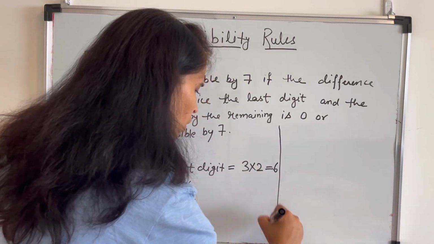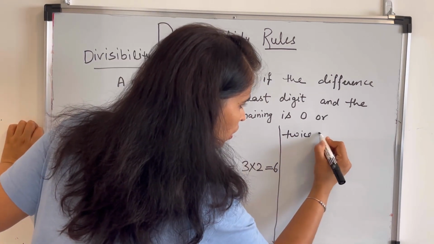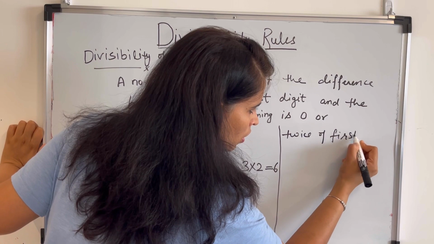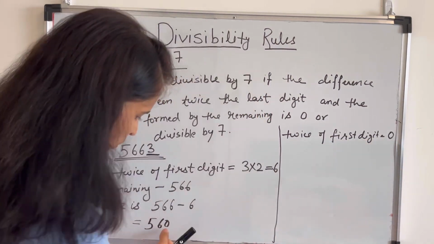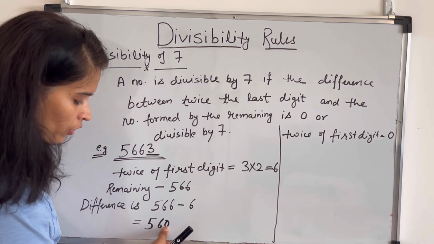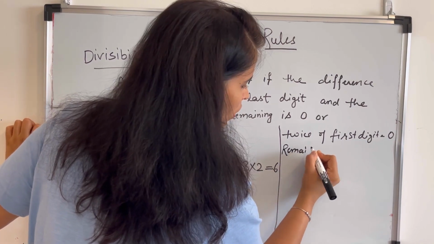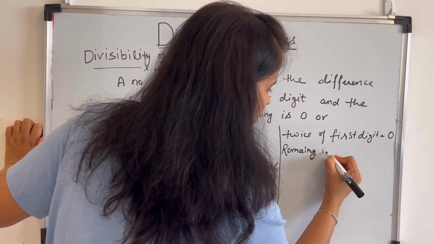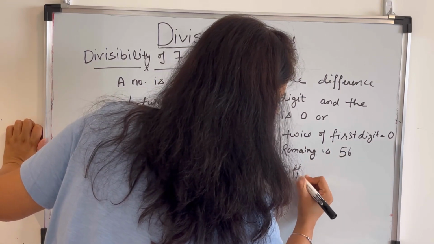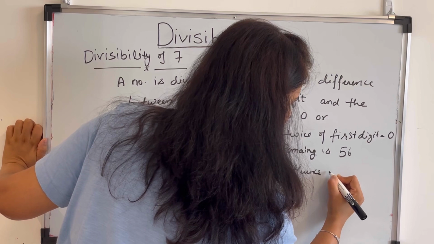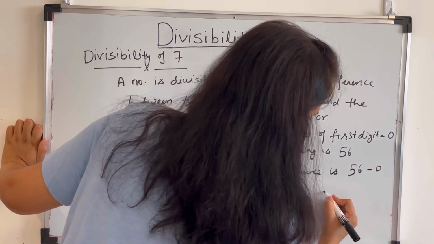So here what I am trying to do, we will follow the same thing again. Okay. So what they are saying, 560: twice the last digit is what? 0, because if we twice this number it will become 0. Now the remaining is 56. So the difference is 56 minus 0. This means it is 56.